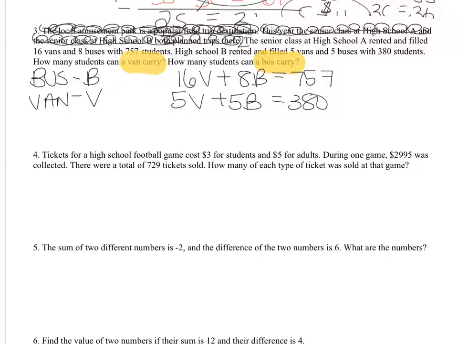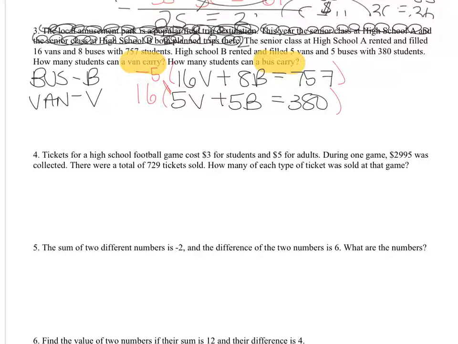Do I want to use the substitution method? No. Do I want to use the elimination method? Probably, but why does this problem suck? Because I'm going to have to multiply both. So I'm going to have to multiply this top one by -5, because that's the opposite. And I'm going to multiply this bottom one by 16.